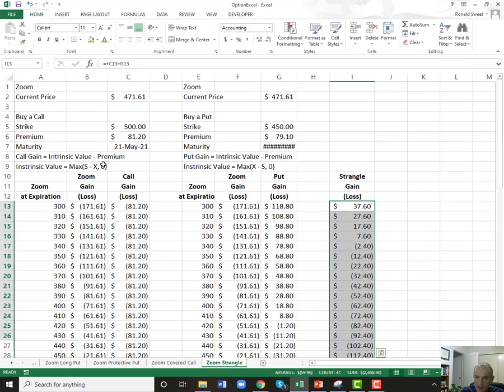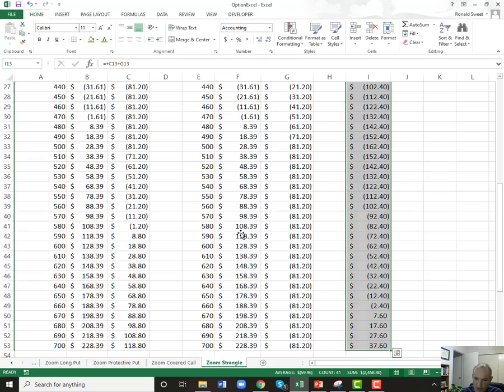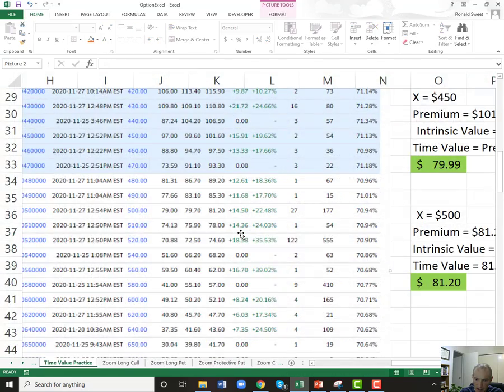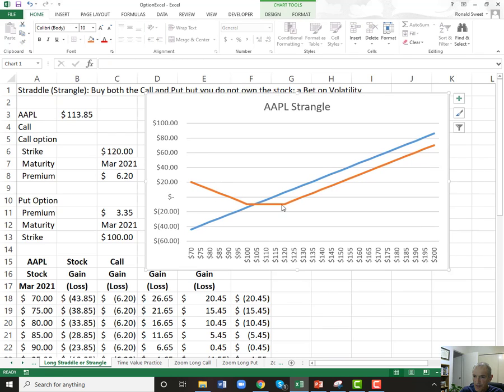Now, one of the reasons this looks a little interesting is that my strikes are different. I'm not using the same strike, so they're both out of the money. And that's what makes it a strangle. A straddle is when they're both at the money, and the straddle gives you exactly the V. All right, we did a strangle for Apple, and see with Apple we did get the basin on Apple.